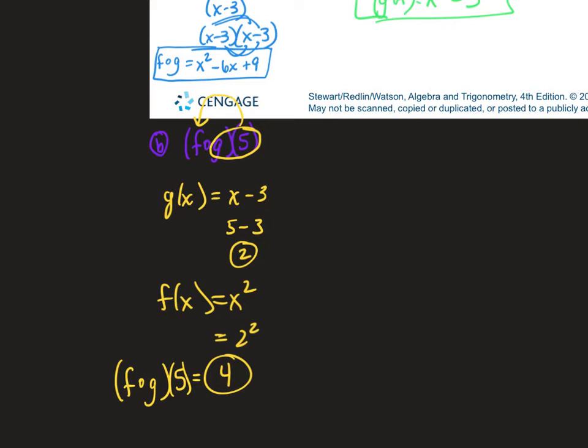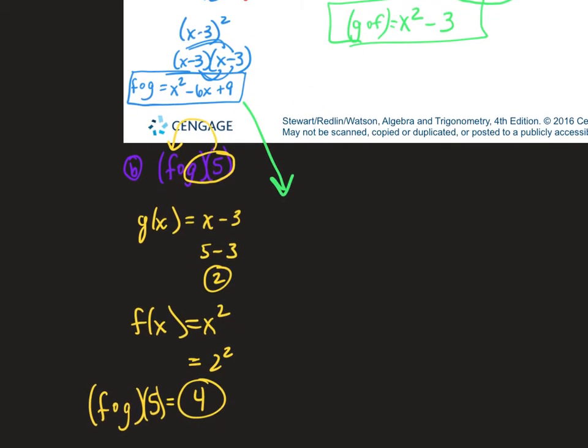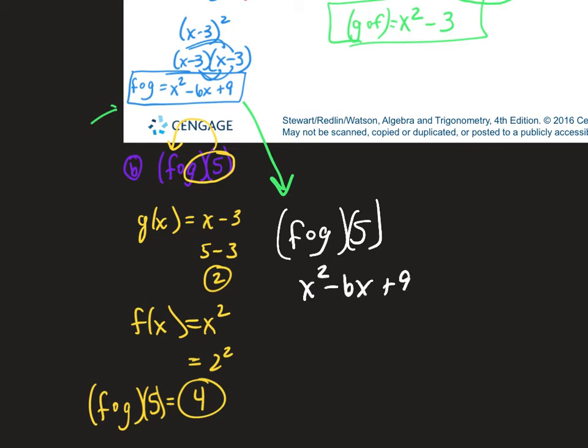Why didn't you just plug it into the f of g, like the x squared? Okay, let's see if that works to be the same thing. If I've already combined them here, right? So Alexa says, well, wait, can we just plug it in? Well, let's see. Okay, let's try that. So I have f of g of 5. So my function is x squared minus 6x plus 9.